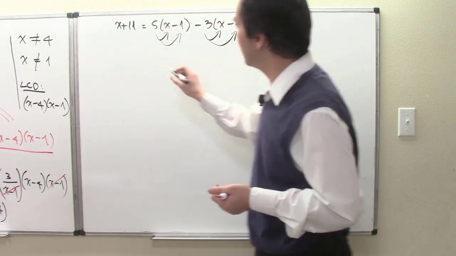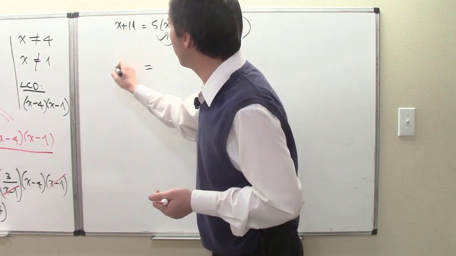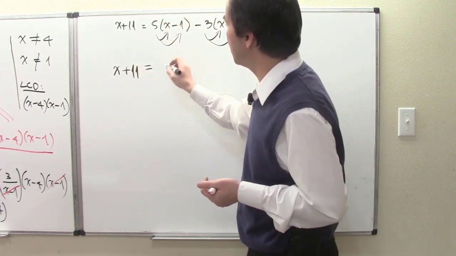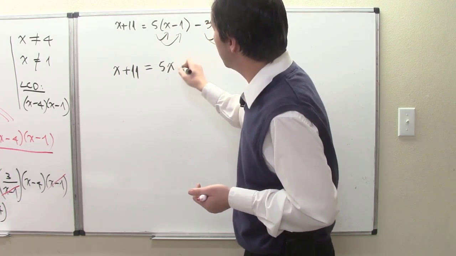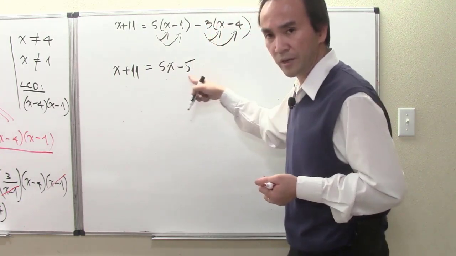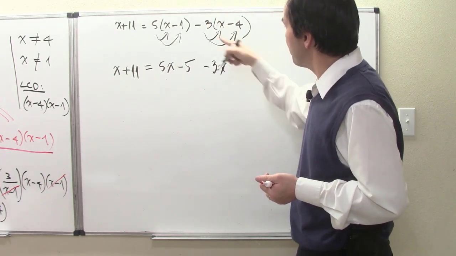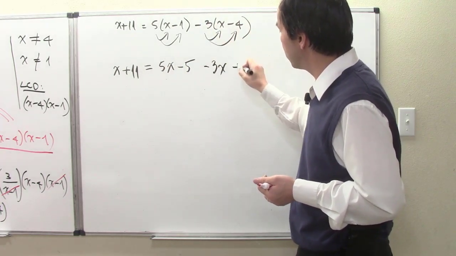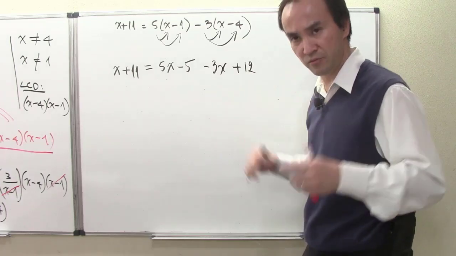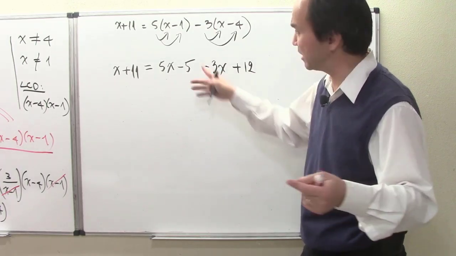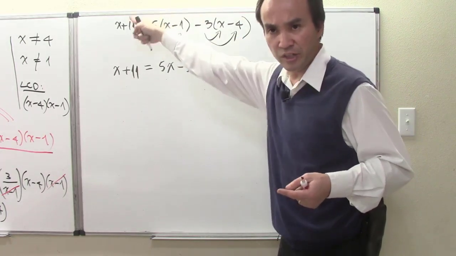In my next step, the left hand side remains exactly the same, but the right hand side becomes 5x minus 5, and no more parentheses. Minus 3 times x is a negative 3x. Minus 3 times negative 4 is plus 12. That's how I do it personally. But like I said, this is not the only way of finding the unknown for this resulting equation.